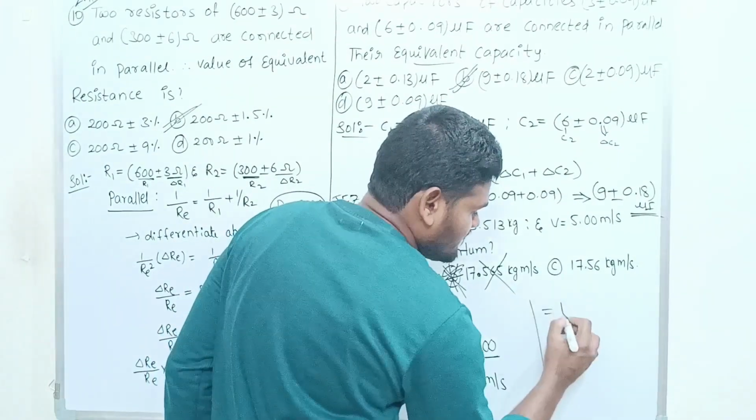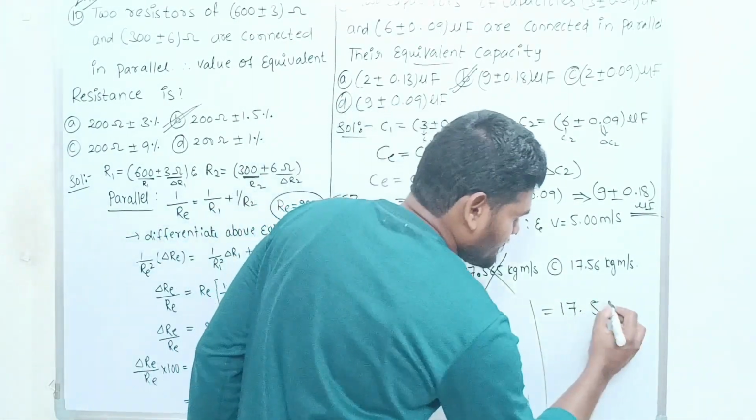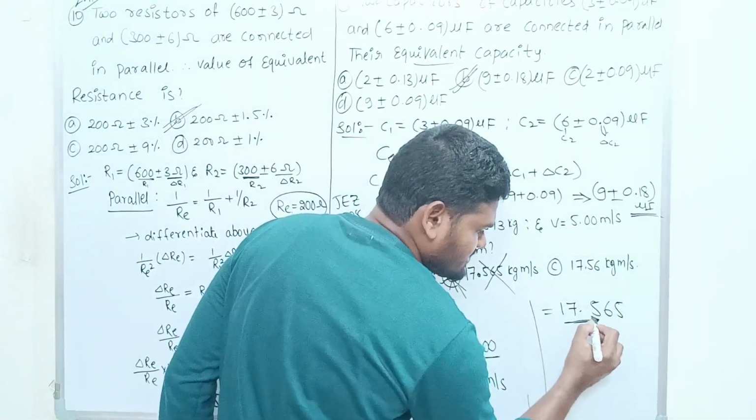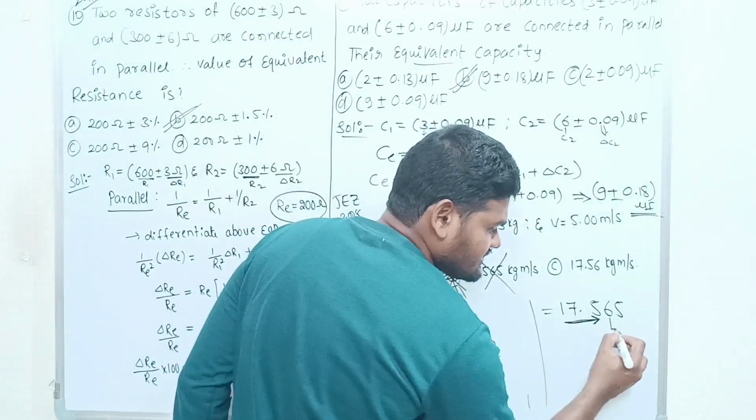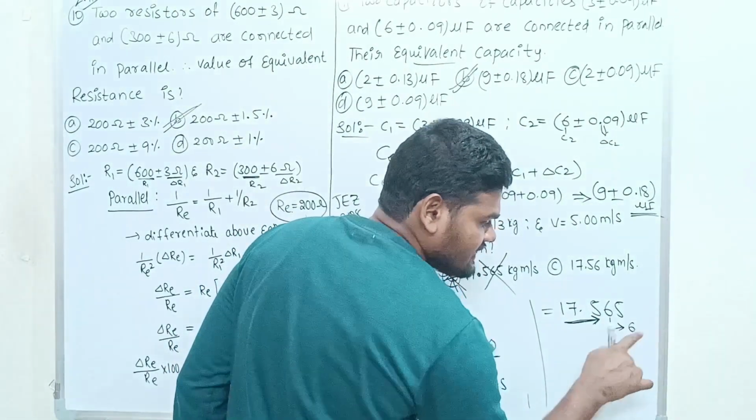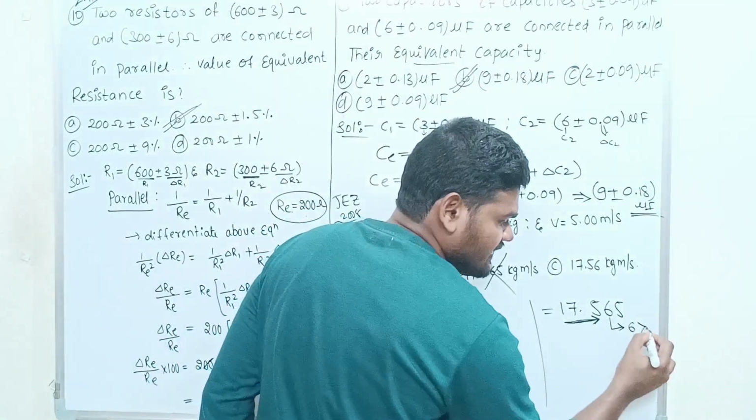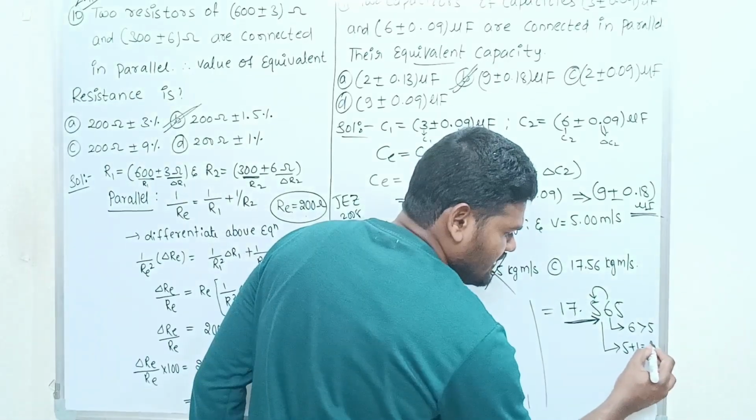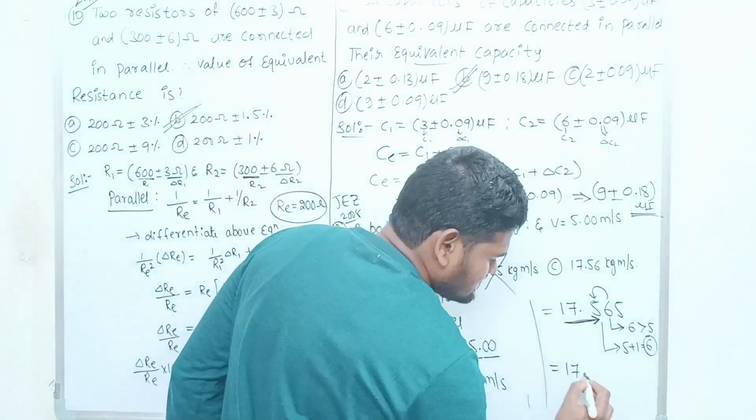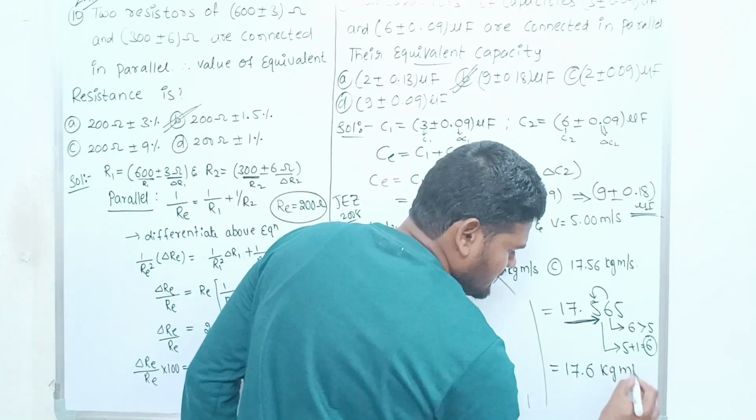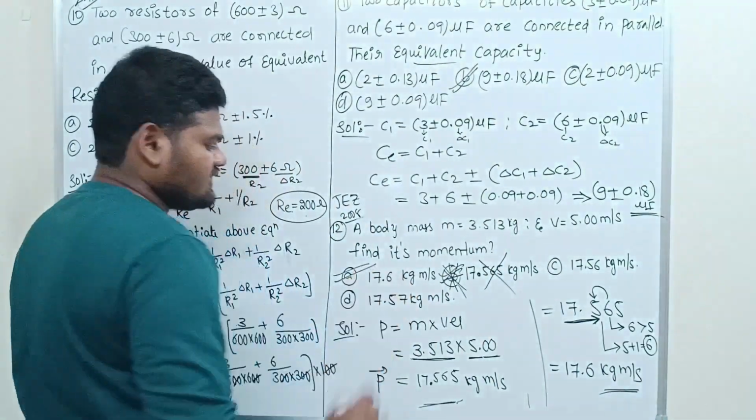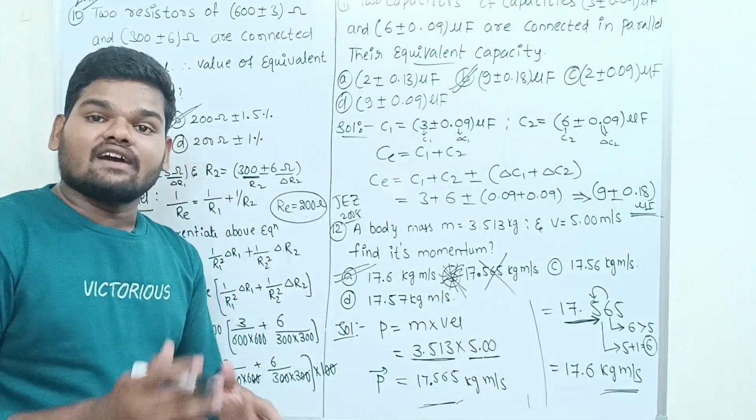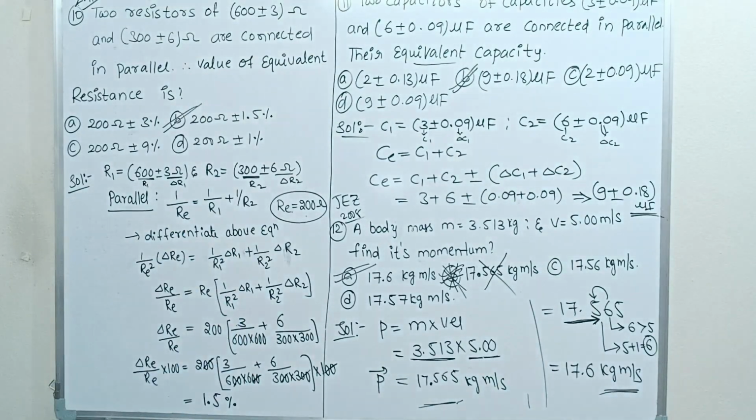We got 17.565, so we have to round to 3 significant figures. Before rounding off, we check the next digit, whether it is greater than or less than 5. Here it is 6, which is greater than 5, so the preceding digit 5 is increased by 1 and becomes 6. So the answer is 17.6 kg meter per second. You have to round off the resultant.